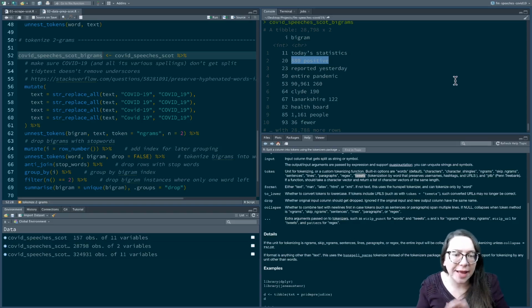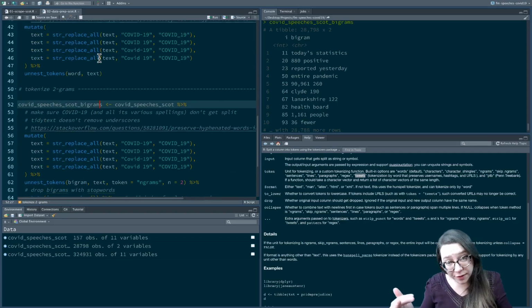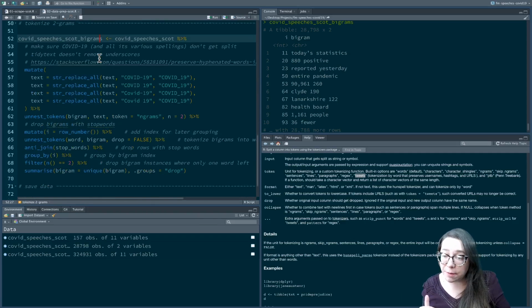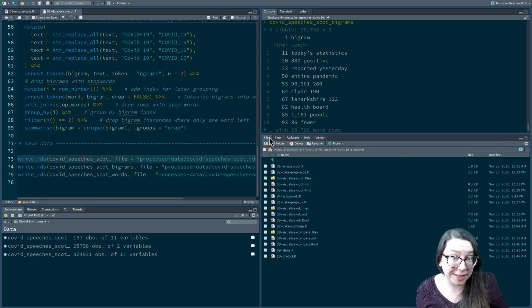So let's go ahead and set this aside. Basically, the important thing here is that this is the sort of thing that a bigram is, and we're going to save these data as well as COVID speeches Scott bigrams. So we have our full data, we have our words, and we have our bigrams. At the end of this, I am saving these. And now let's go on to visualizing these data.